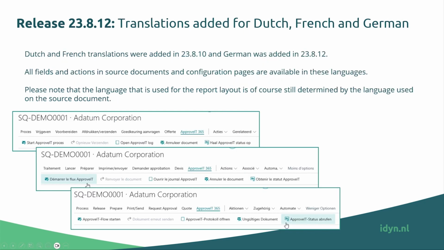Next, we have the translations that are added for the Dutch, French, and German language, which is used to translate all fields and actions in the source document, as well as in the configuration pages of ApproveIT. Please note that the languages are only used for the Business Central user interface, and that the language used for the report layouts is still determined by the language used in the source document.